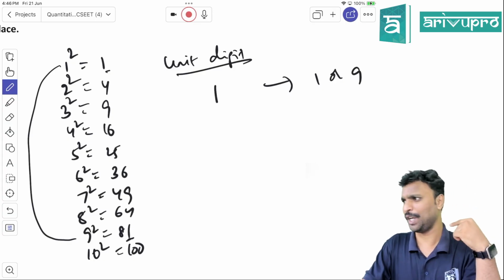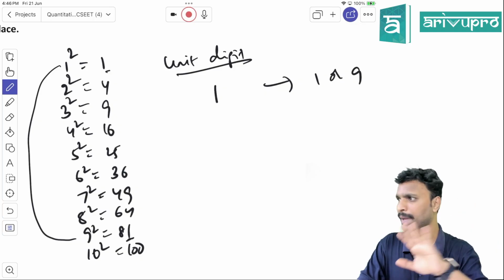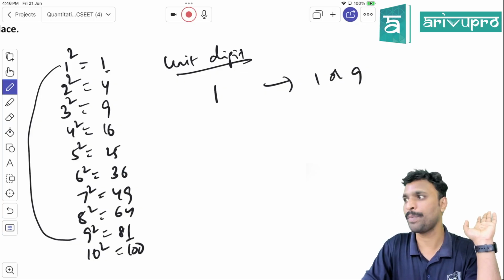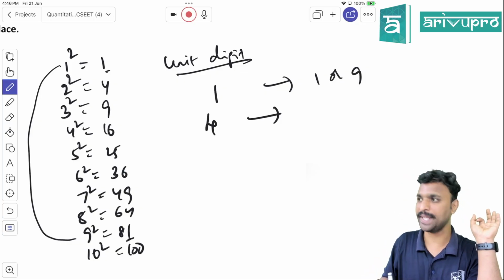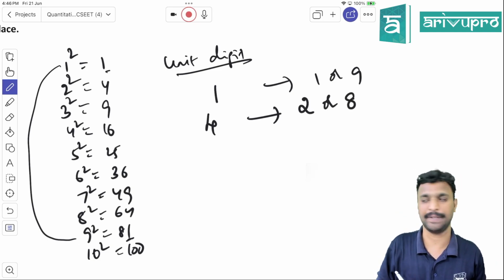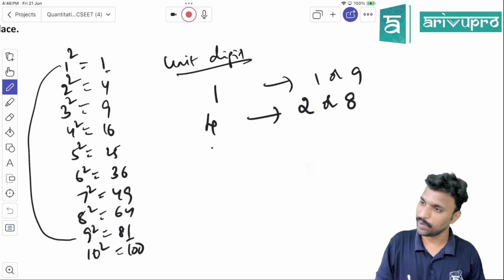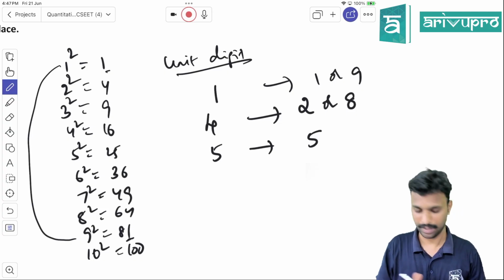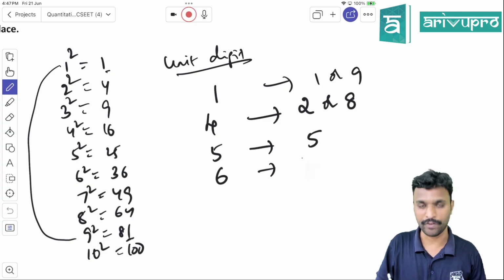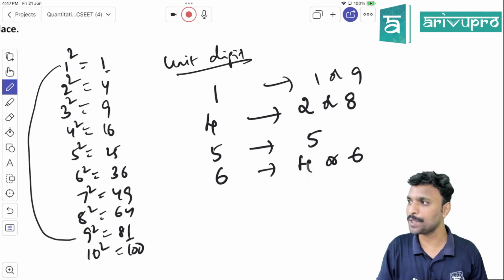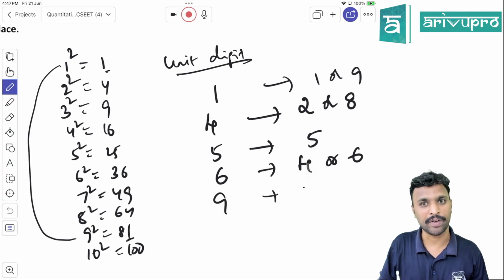Is it possible that you get units place digit 2 by squaring any number? Impossible. 3 is also not possible. If you get units place digit as 4, it could be a square of 2 or even square of 8. If you get 5, only option is it's a square of 5. 6, it is square of 4 or 6. 7 not possible. 8 not possible. 9 could be a square of 3 or square of 7.